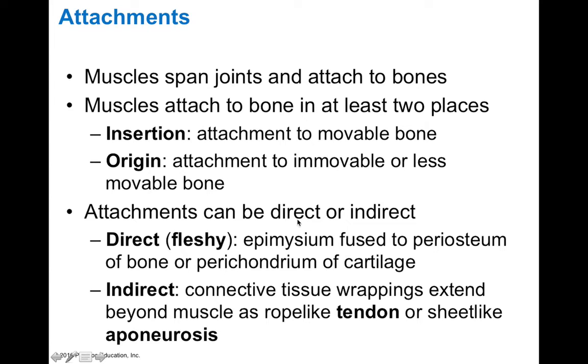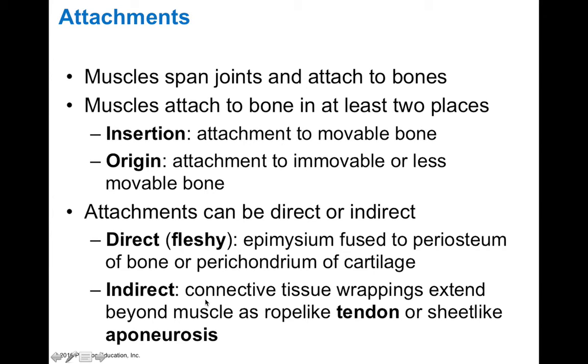Now, attachments can be both direct or indirect. If they're direct, we say that they're fleshy. In the sense, we say that the epimysium is fused with the periosteum of a bone or the perichondrium of cartilage. That way, the muscle pulls directly on that structure.